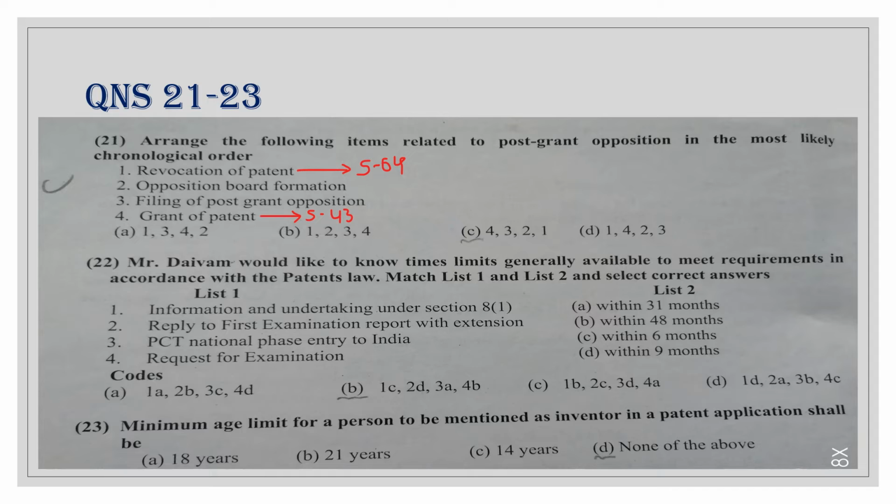The next question, question number 23, is: the minimum age limit for a person to be mentioned as an inventor in a patent application shall be. The options are 18 years, 21 years, 14 years and none of the above. So friends, clearly here the answer is D, that is none of the above. That means for applying for a patent, no age limit is there.